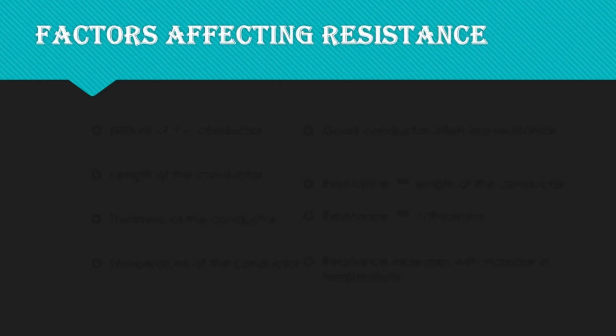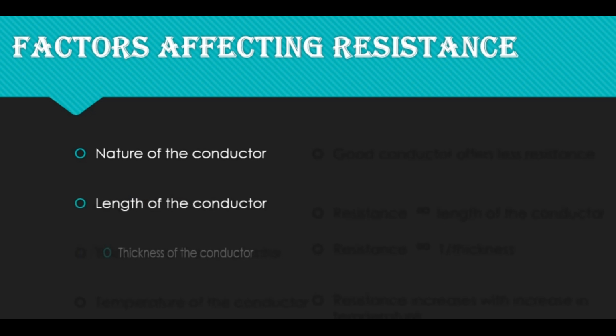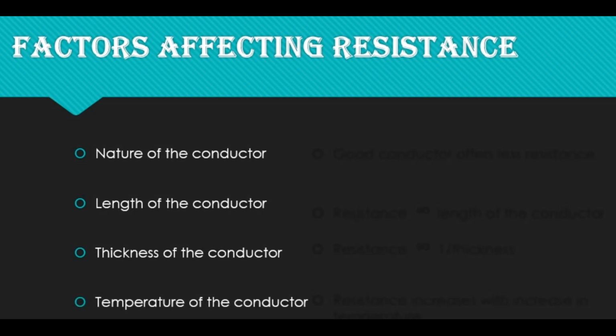There are 4 factors that affect resistance. The first one is nature of the conductor. The second is length of the conductor. The third is thickness of the conductor. And the fourth is temperature of the conductor. Different substances have different concentrations of free electrons. Therefore, the resistance of the conductor depends on the material. A good conductor offers less resistance and a bad conductor offers more resistance.